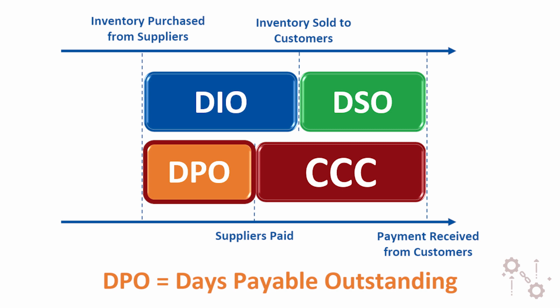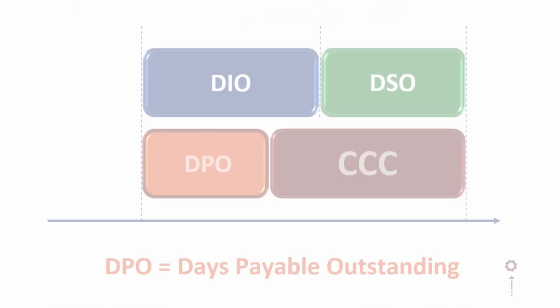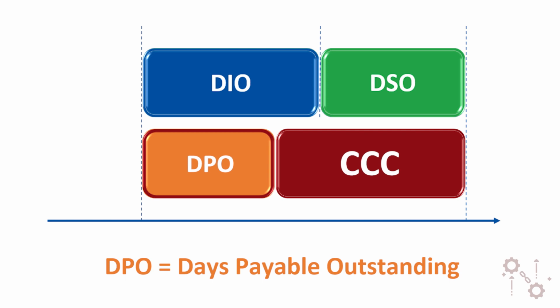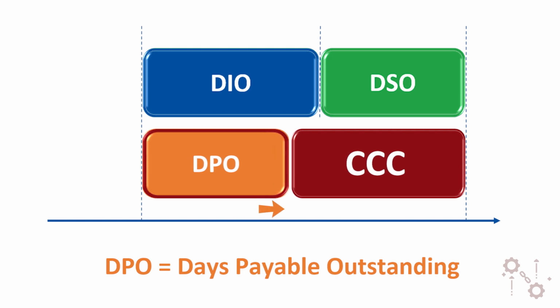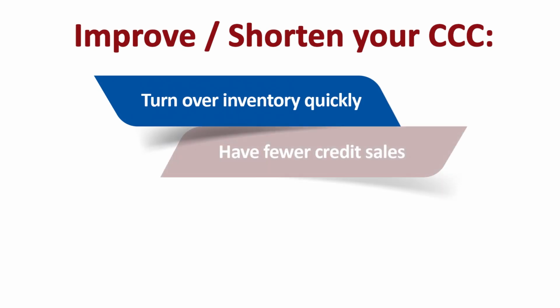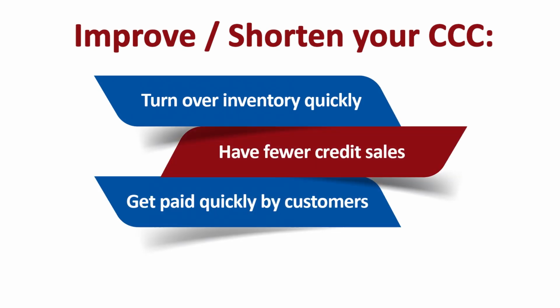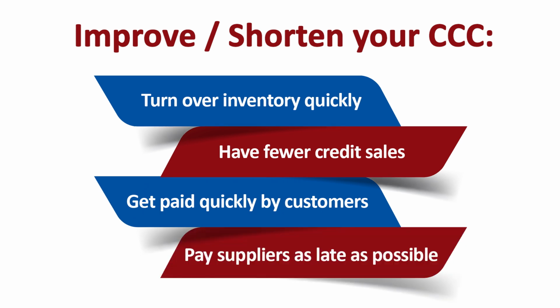Lastly, days payable outstanding, DPO, is the average time that a company takes to pay its suppliers for goods purchased. This occurs when you buy things on credit from suppliers, which is good for our cash flow. For cash flow, we want our days payable outstanding to be as big as possible. So, for a better, shorter cash conversion cycle, we want to turn over inventory quickly, have few credit sales, get paid quickly, and pay our suppliers as late as possible, assuming we're not paying interest.